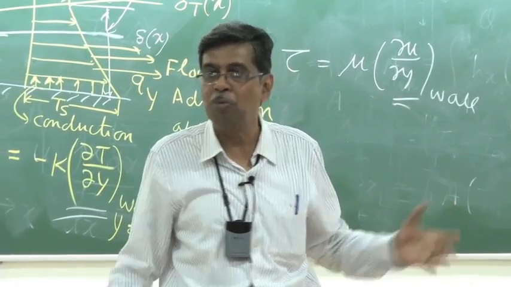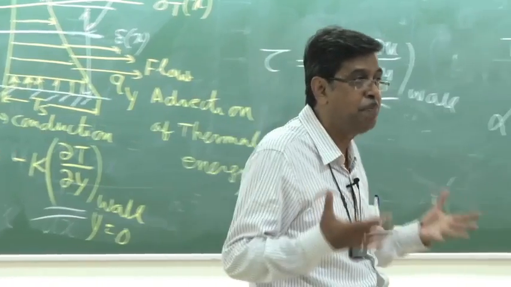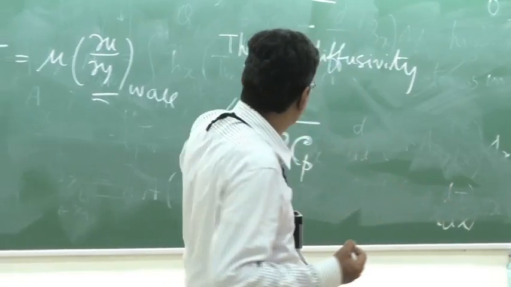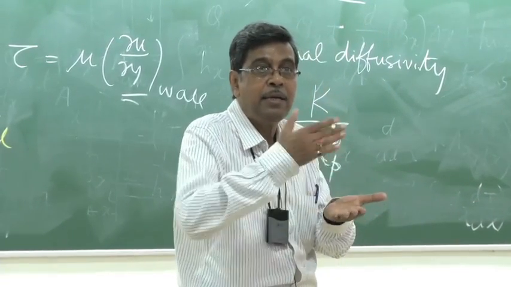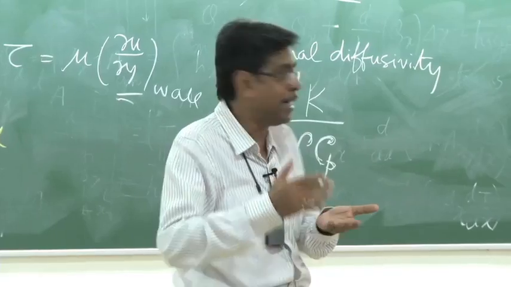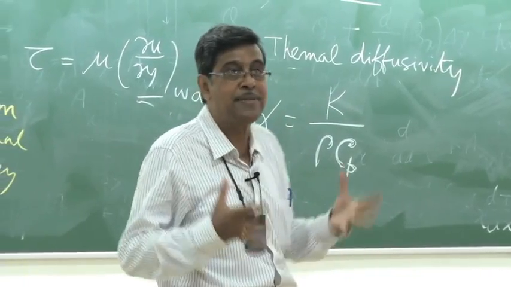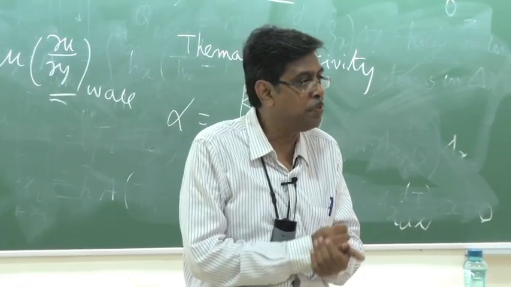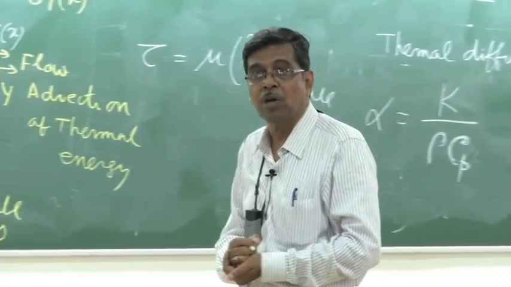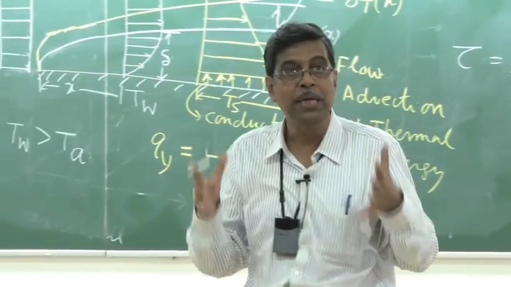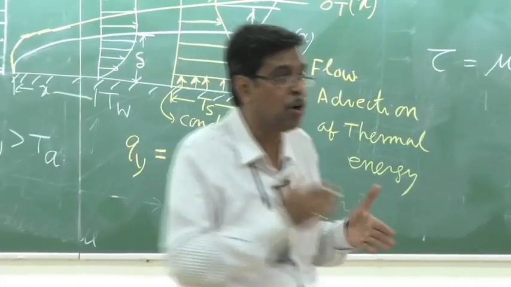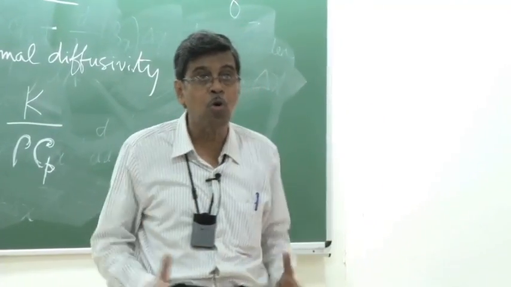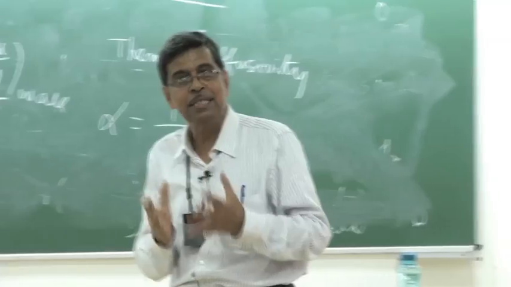But just knowing the formula will not do. You have to understand the physical concept and implication of it. This thermal diffusivity, as it is defined, k by rho Cp, you see the numerator is a property which tells how the heat is being conducted, and the denominator is a property which tells how the thermal energy is stored. So the ratio k by rho Cp, thermal diffusivity alpha, denotes the ability of a medium to transport or conduct heat relative to its ability of storing thermal energy. That is the physical implication.